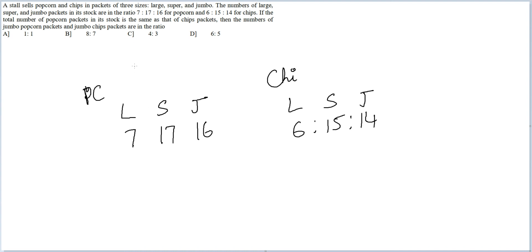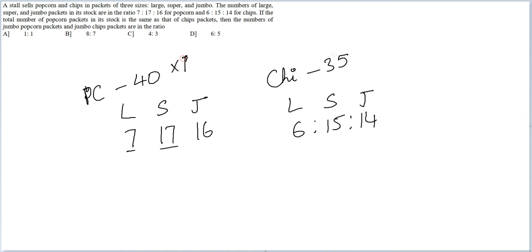Okay. If the total number of popcorn packets and total number of chips packets are equal, what you try to do here is take the summation of the ratio here, take the summation of the ratio here, and try to find the LCM. If you take the summation here, you get 7 plus 17 plus 16. Total turns out to be 40. If you take the summation here, total turns out to be 35. So you take the LCM of 40 and 35, and you get 35 into 8. 35 into 8 should be 280.